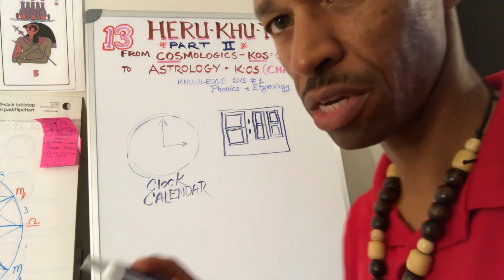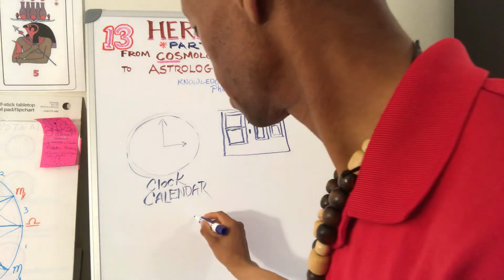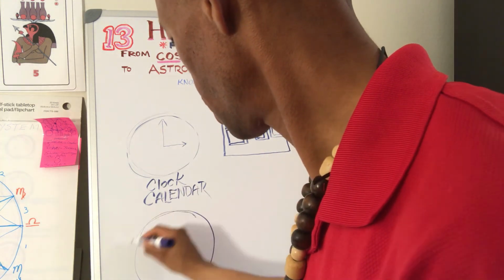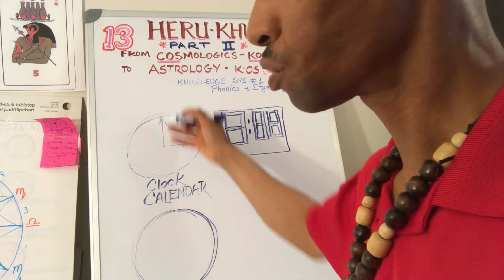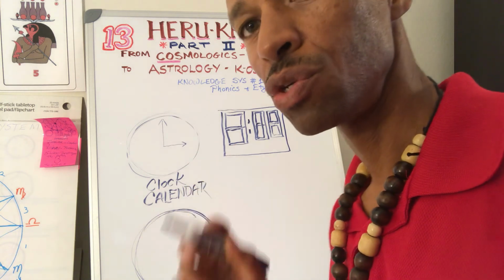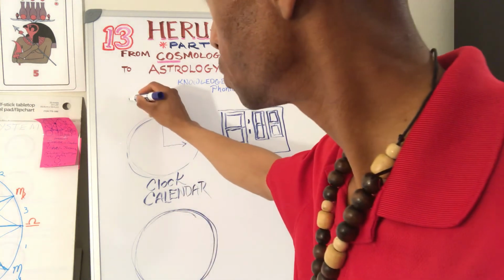All right, so let's take a look at the calendar. Now, your calendar has the same proportions, right? So what we're looking at with the circle science is continuity. Okay, continuity.